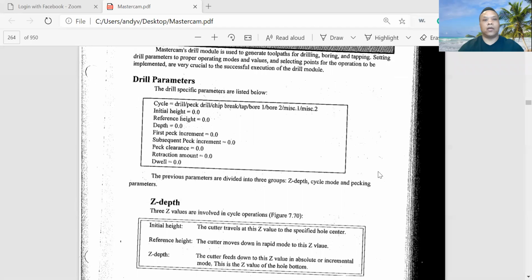Drill parameters. The drill specific parameters are listed below. Cycle: drill, peck drill, chip break, tap, bore 1, bore 2, miscellaneous 1, miscellaneous 2. Initial height, reference height, depth, first peck increment, subsequent peck increment, peck clearance, retract amount, dwell.